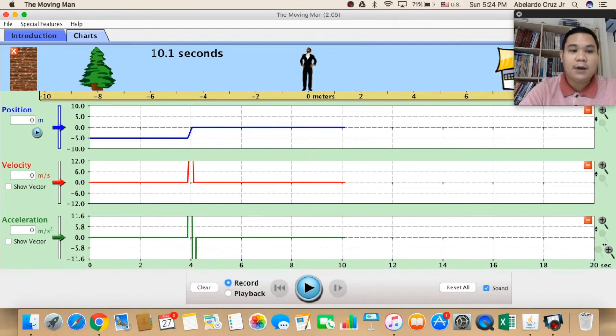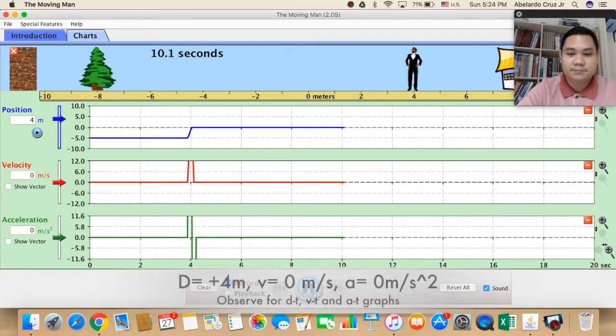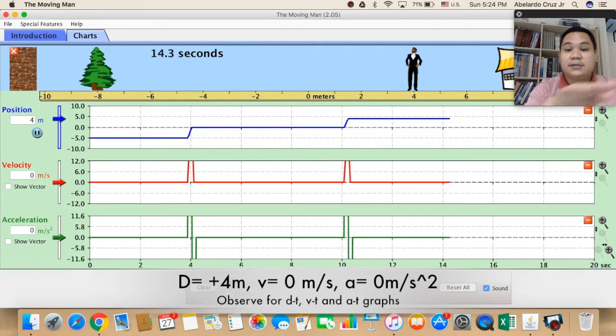Now, how about if we position that man at positive 4 meters? Let's try to see. So, at positive 4 meters, that line is still flat.